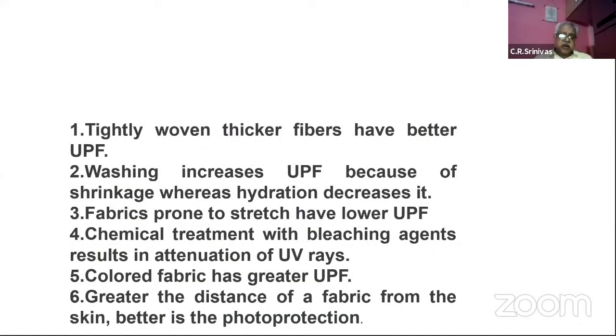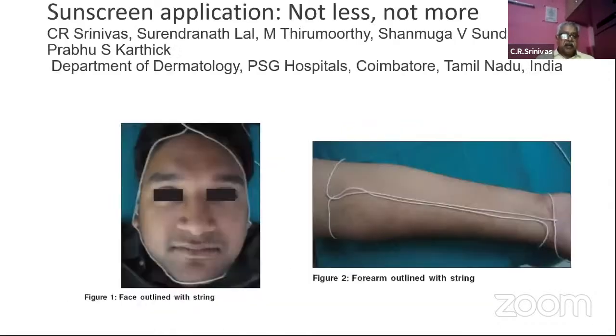So these are the ones for clothing. Thickly woven clothing will have washing that will increase the UPF, especially in the case of cotton. Others it does not. Any fabric that tends to stretch, if you stretch, the holes will become more. So the UPF will go down. And then the chemical treatment: if you bleach and all, then the dyes may go off, the fabric may become thin, and the protection reduces.